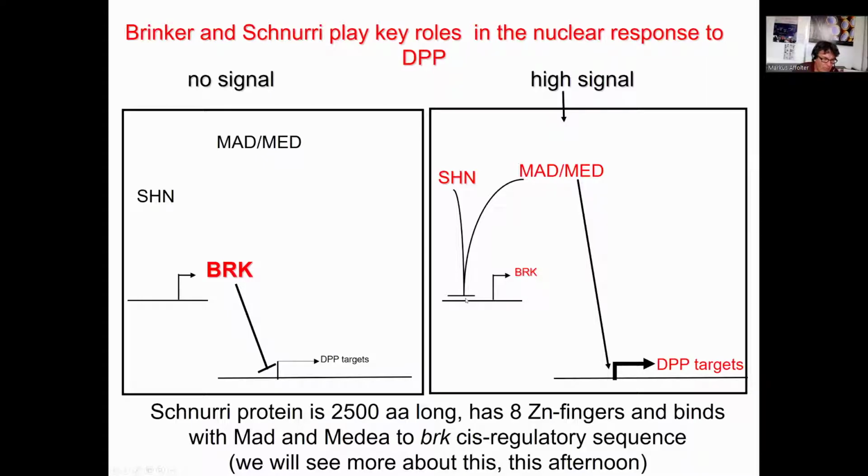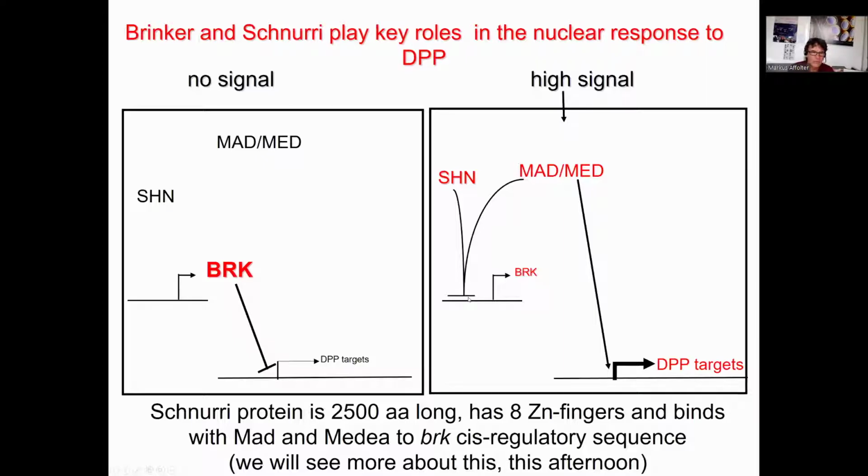Schnurri is genetically required for repression of Brinker. We saw Brinker is everywhere. MAD Medea required. So the nicest dream of an experimental biologist is that a scheme like this turns into a molecular scheme. Yes, Schnurri binds to the Brinker regulatory sequence. Yes, MAD and Medea also bind to this regulatory sequence. Yes, Schnurri might only bind when MAD Medea are there. And hopefully these are not hundreds of base pairs where this acts, but very few base pairs.